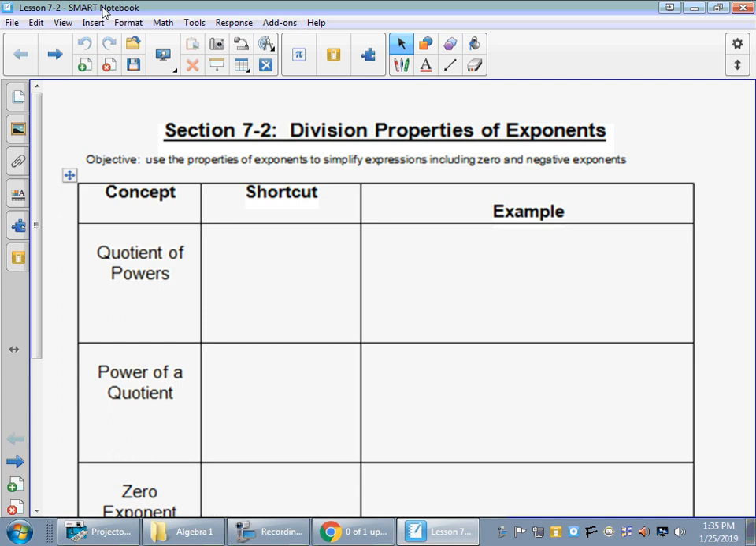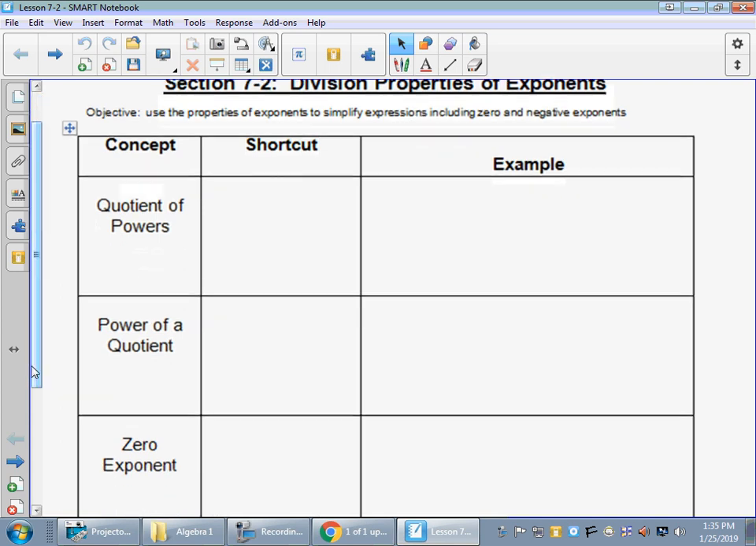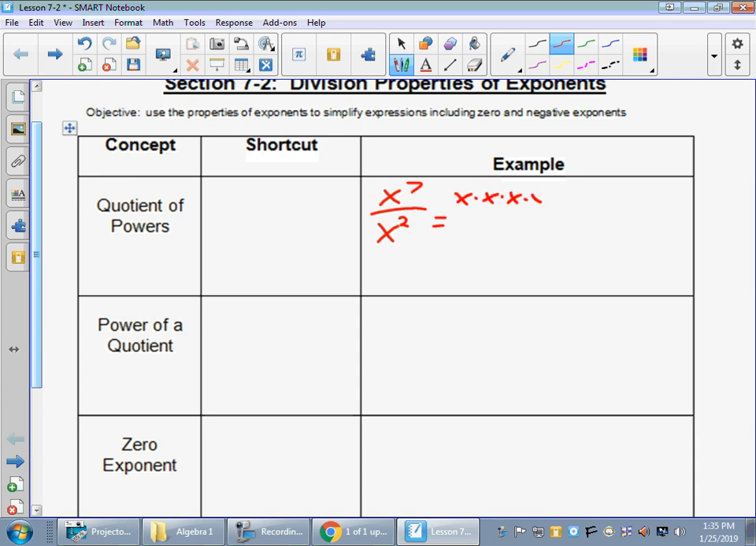So again, same thing we did last time. We're going to go through the example first and then show you what the shortcut is. But let's take a look at an example, say x to the 7th over x squared. In this case, if we were to write it all out, we would have x times itself 7 times on the top, on the numerator, 1, 2, 3, 4, 5, 6, 7. And then in the denominator, we'd have x times itself twice.